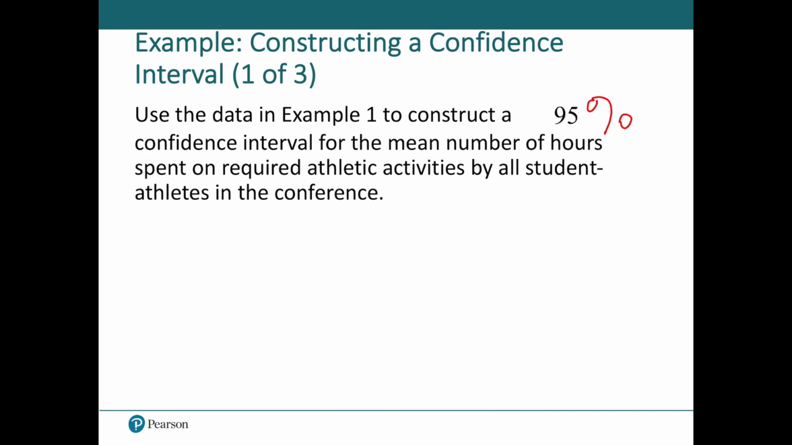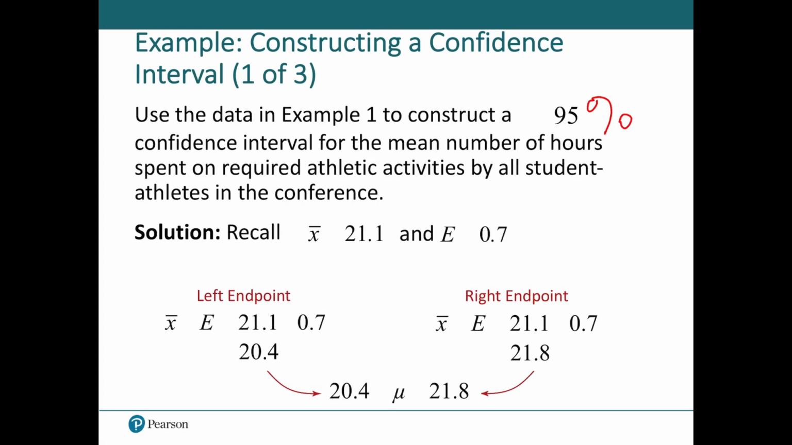Okay, so using the data in this example, construct a 95% confidence interval for the mean number of hours spent on the athletic activities by all the athletes in the conference. And we found that x bar was equal to 21.1, and we found that the margin of error was 0.7. So, very easy calculations. If you've had calculus, this should be very simple. Subtract the 0.7, add the 0.7, that's all you have to do. Add one, subtract the other, put them in order, you're done. And yes, one way of saying it is to put the mu in between.